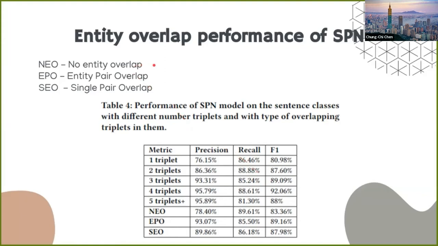Based on the overlap of triplets, the sentences can be divided into three types: NEO, which is non-entity overlap, EPO, which is entity pair overlap, and SEO, which is single pair overlap. We can observe that the model showcases a slightly higher performance for SEO and EPO compared to NEO. We believe that this is because the entity prediction part of the model performs well. So for multi-label and overlapping triplets, the performance is higher since it needs to identify less number of entities.